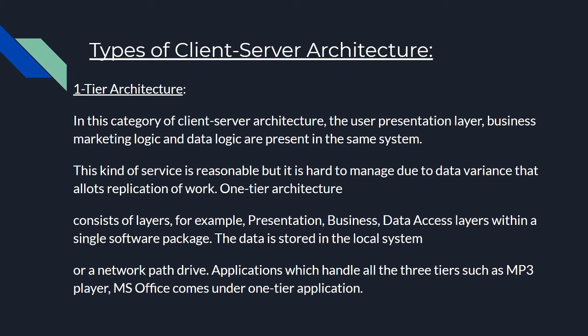One tier architecture consists of layers, for example, presentation, business, and data access layers, within a single software package, and the data is stored on the local system, or it can be stored on a network path drive or shared drive, where the storage is big. Applications which handle all three tiers are, for example, an MP3 player and MS Office. So these applications come under the one tier architecture.